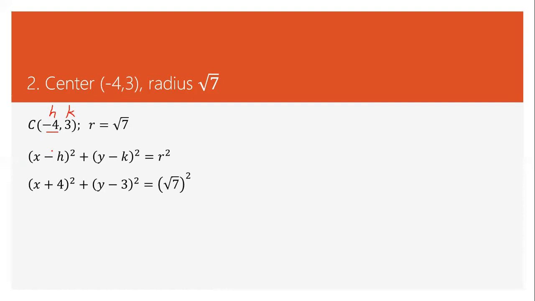Okay, negative 4 times negative, that's positive 4. Plus y, and then ang 3 times negative, so negative 3, y minus 3, quantity squared is equal to r, na to is square root of 7 squared. So pwede na ni ma-cancel ang square root or itong radical sign o ang square. So quantity of x plus 4 squared plus quantity of y minus 3 squared is equal to 7.